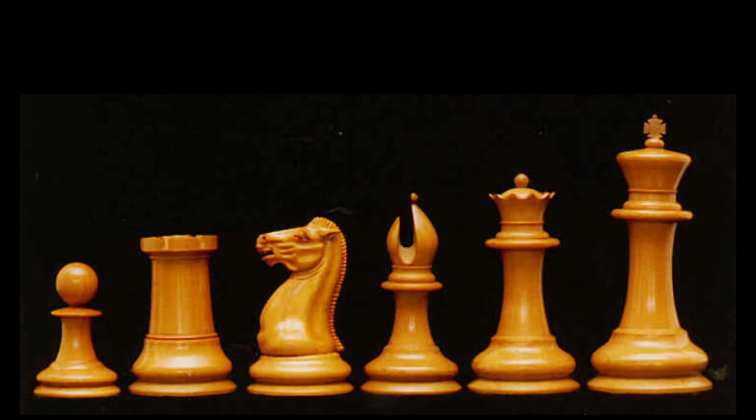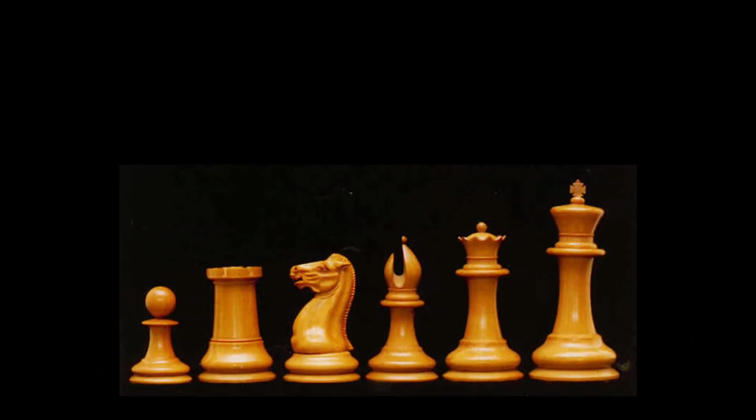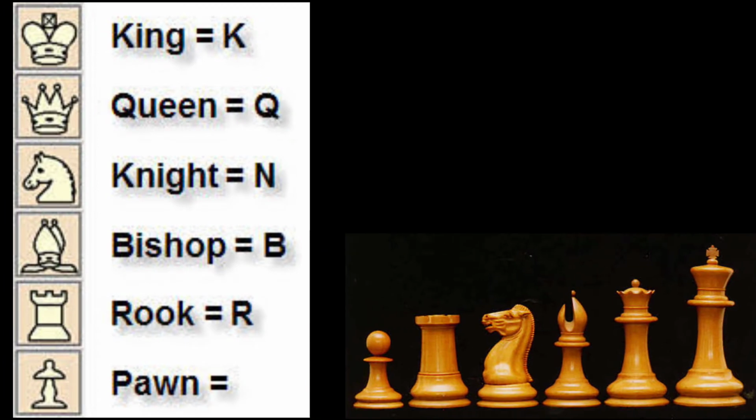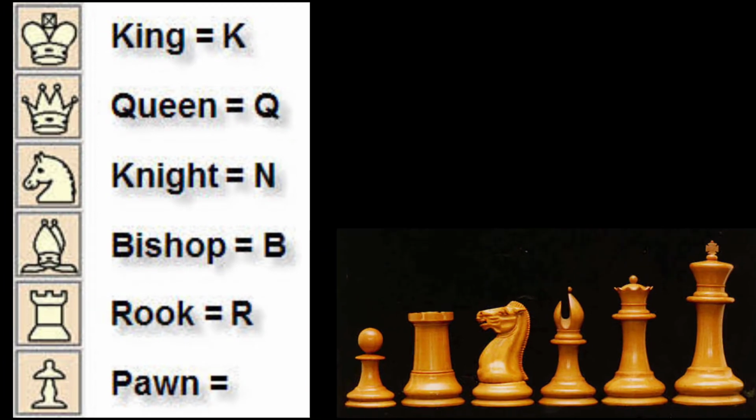Each piece is represented by its first letter in capital. The king is represented by capital K, the queen by capital Q, the rook by capital R, the bishop by capital B, and the knight cannot be represented by K as it is for the king, so the knight is represented by a capital N, and the pawn has no letter for it. Now it's time to learn the notation of moves in a chess game.